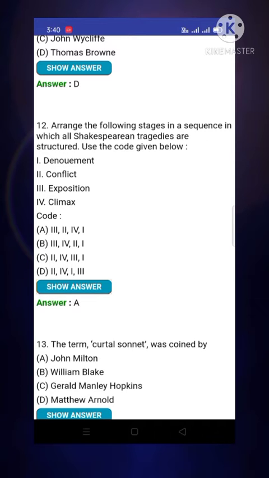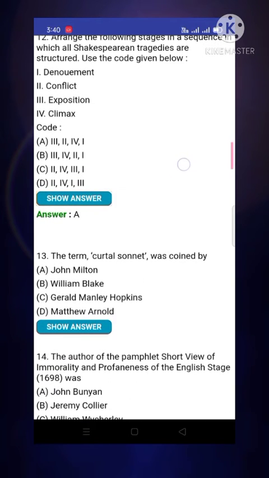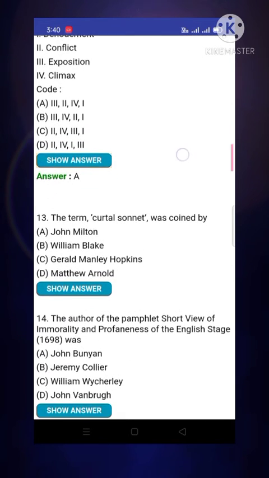3 2 4 1 means that in the tragedies composed by William Shakespeare, first of all we can find the exposition, then conflict, then climax, and in the last, the denouement. These are the stages that we can have in sequence. Okay, option A.